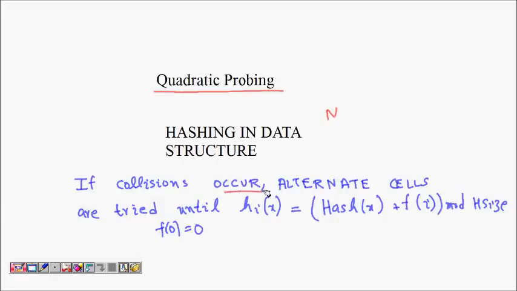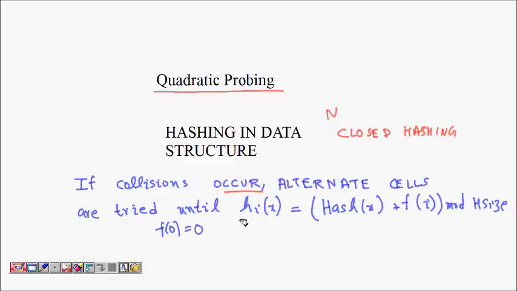We have what is known as closed hashing. We will look at some examples of what I'm saying. In closed hashing, if some collision occurs, we try out alternate cells until we get some space for insertion. So what are those alternate cells, and how do we try them?